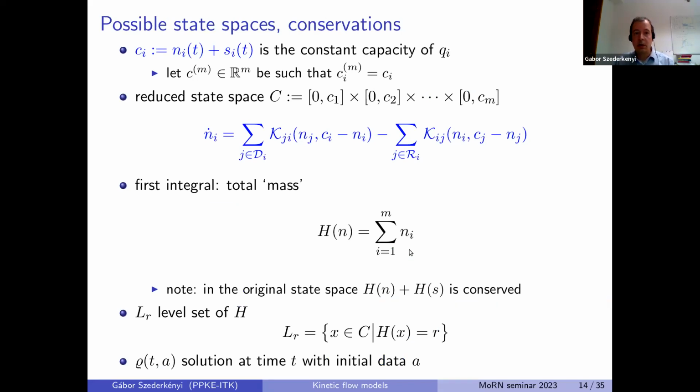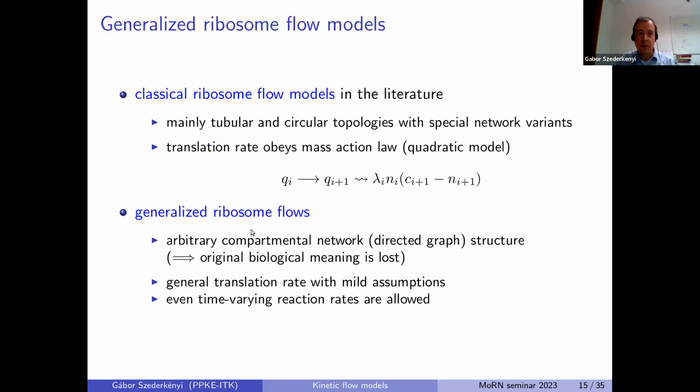Okay, so the sum of objects and spaces is constant in each compartment, and of course we can use this relationship and write, instead of the space, the capacity minus the object. So this will be the so-called reduced state space model, and of course we have lots of conserved quantities like the total mass. And we can also define level sets of the dynamics.